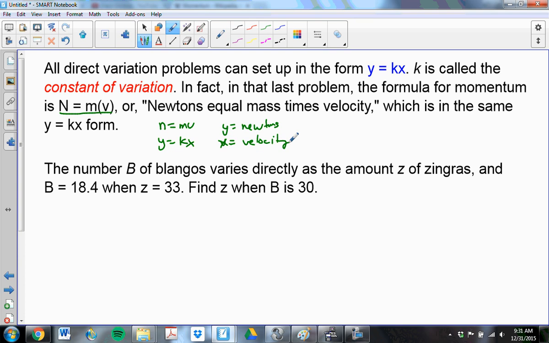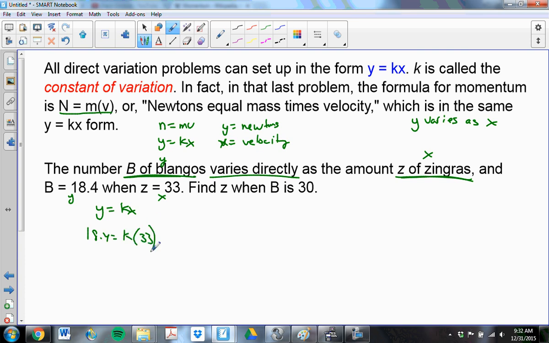But since I know it varies directly, I know I'm doing y equals kx. And since b varies directly as z, this I'm going to call my y variable, and this I'm going to call my x variable. It pretty much always sets up in that form where you say y varies as x, so whatever comes first is y, whatever comes after it is x. So now I'm going to say here's a y value and here's an x value. 18.4 equals k times 33. And I solve this for k.